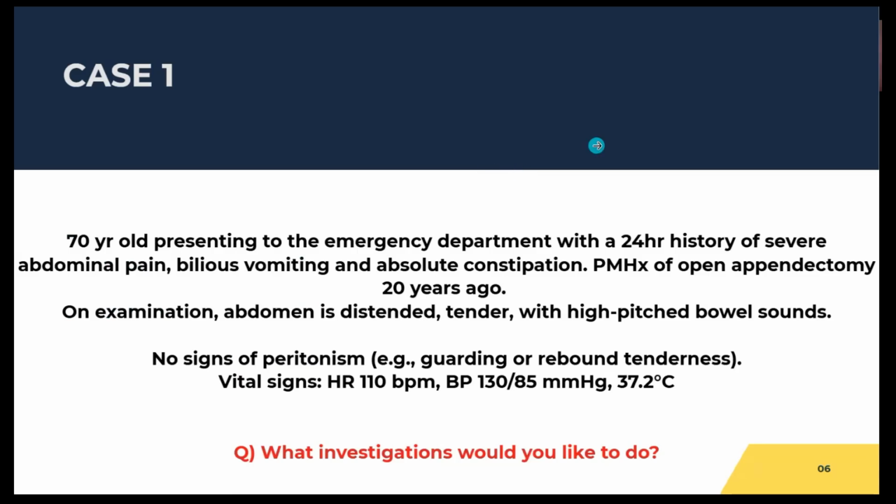Okay, so we'll start off with case one. We've got a 70-year-old presenting to the emergency department with a 24-hour history of severe abdominal pain, bilious vomiting, and absolute constipation. They've got a past medical history of an open appendectomy 20 years ago. On examination, the abdomen is distended and tender, with high-pitched bowel sounds. There are no signs of peritonism, for example guarding or rebound tenderness. The vital signs are a heart rate of 110, a blood pressure of 130/85, and a temperature of 37.2.